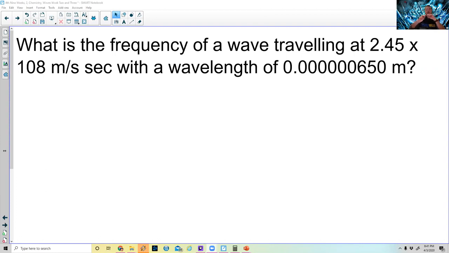Today, I just wanted to go over two things. One, the practice problem that I gave you, the difficult one, and then what EM radiation is, which is pretty important. So let's go ahead and start doing this.